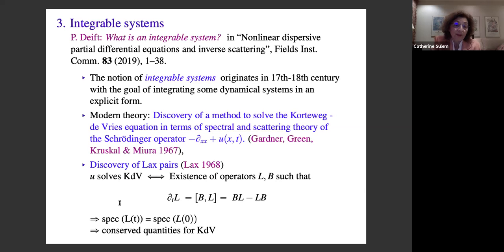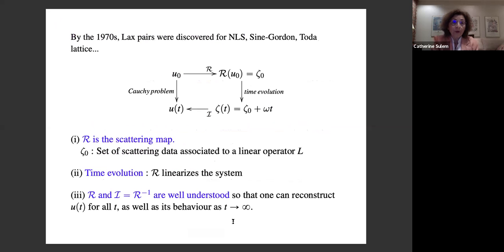People call that, we say that it is an isospectral deformation of the operator L. And the consequence is the existence of an infinite number of conserved quantities. Now, these discoveries were followed, in the 70s, by the observation that these Lax pairs exist also for other equations: the nonlinear Schrödinger equation in 1D, Sine-Gordon, also the Toda lattice, which is a discrete model for solids, for crystals.